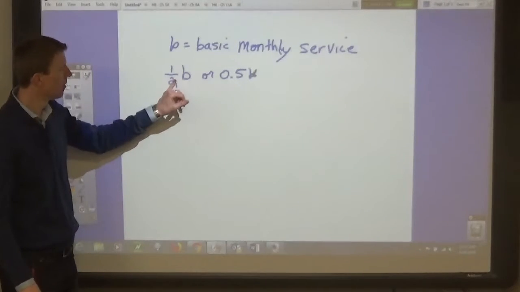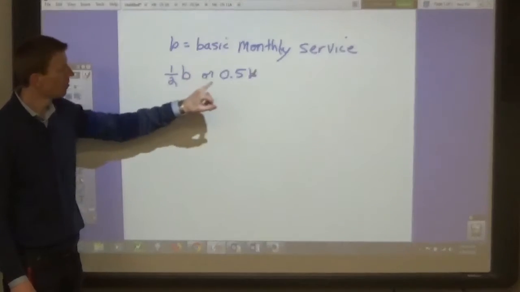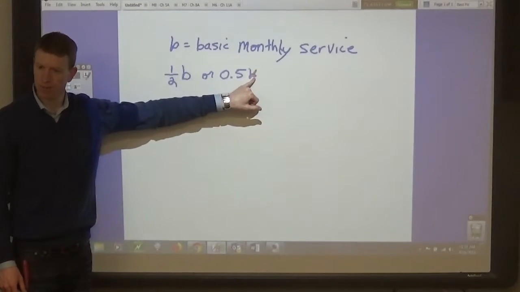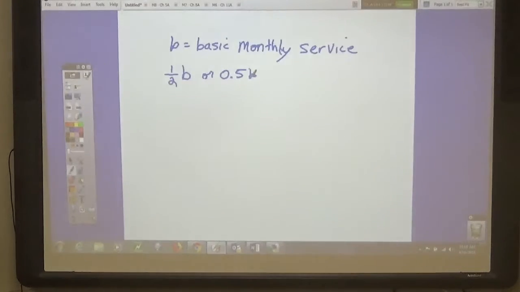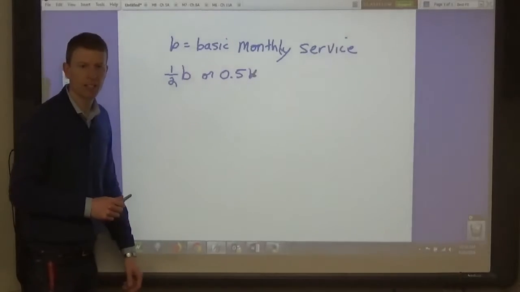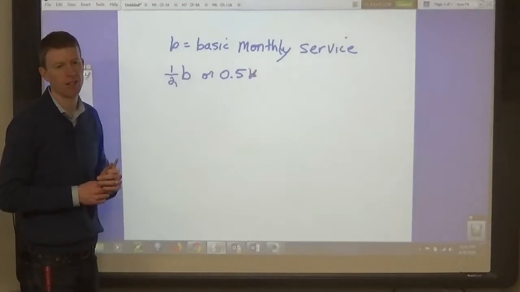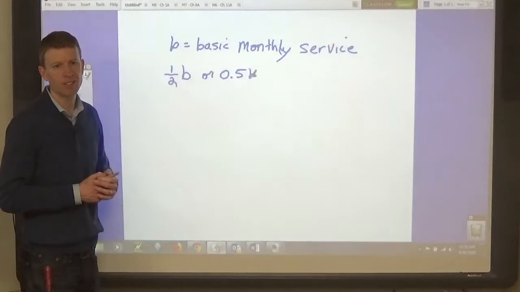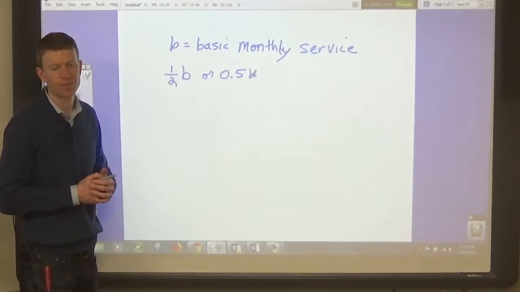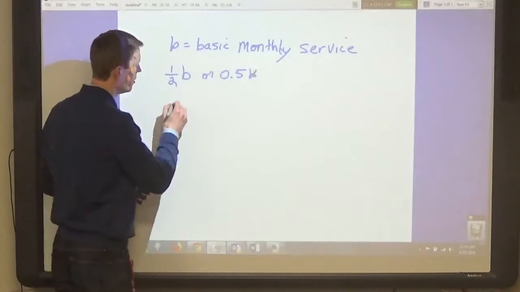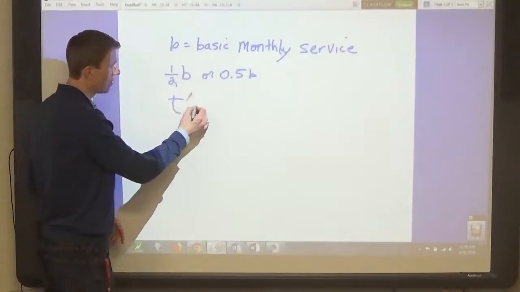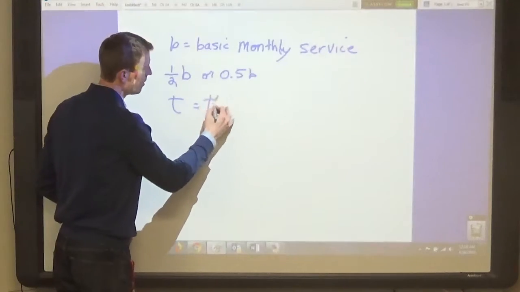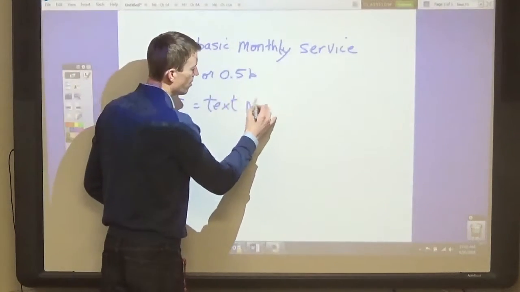Half of b, 0.5 times b. Okay? So that's the first part. Then it says the cost of text messages. What variable would make sense for text messages? Allison? T for text messages. So put a little curly T, curl your T so it doesn't look like a plus sign, equals text messages.